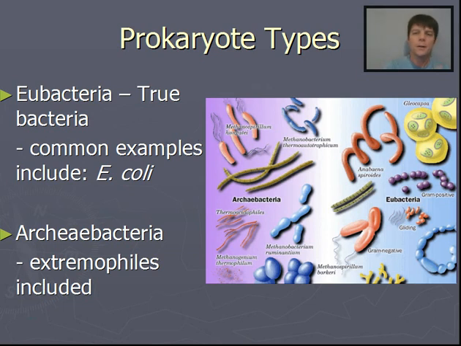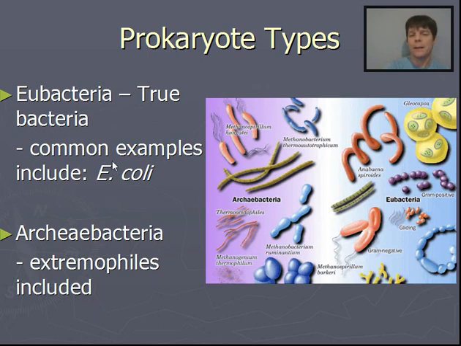There are two different categories that the prokaryotes are placed into. The eubacteria, this name literally means true bacteria. Common examples of eubacteria include things like E. coli. And then there's the archaeobacteria. These include extremophiles, which are bacterial cells that live in very extreme environments like hot springs.